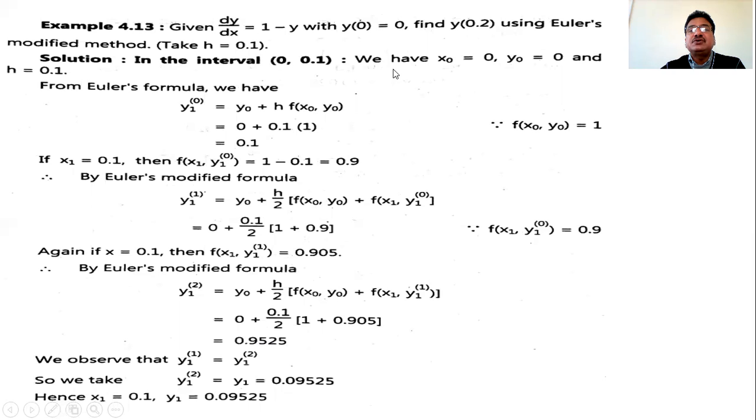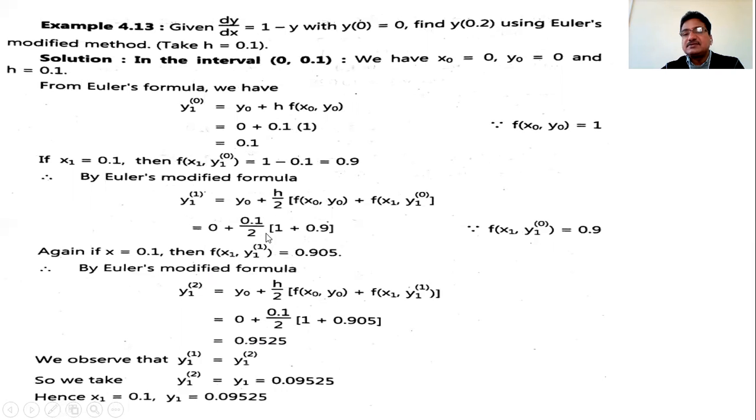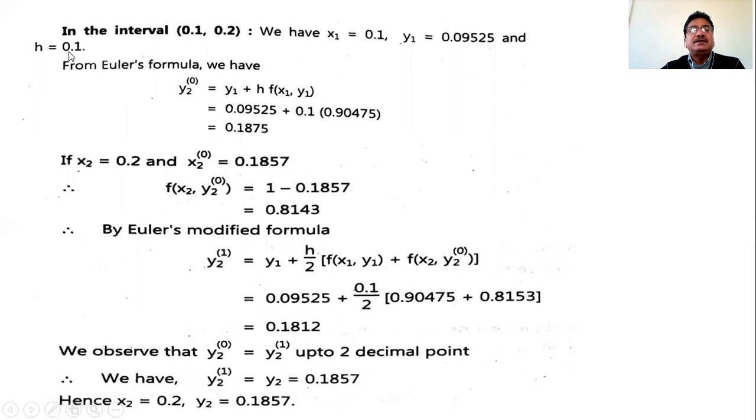Then the next interval: the first interval is 0 to 0.1, then 0.1 to 0.2. And then x1 is 0.1 now, y1 is that value, this is x1, y1, and h is 0.1. Then Euler's formula is y2 equals y1 plus h f of x1, y1. Just write y2 0 and then substitute values.